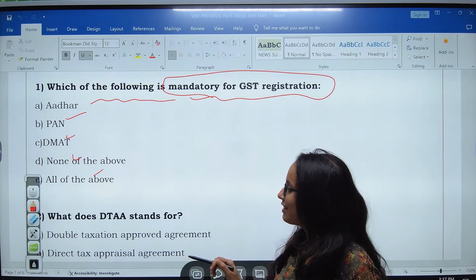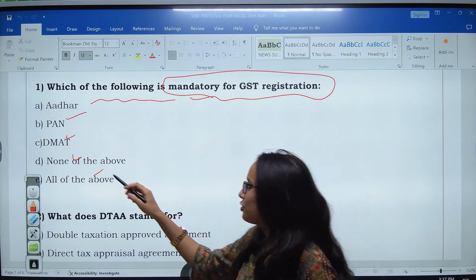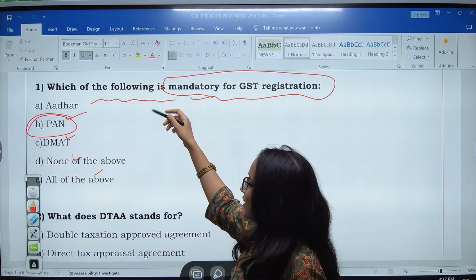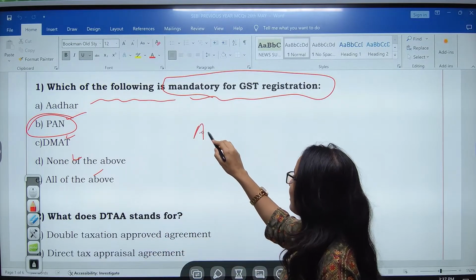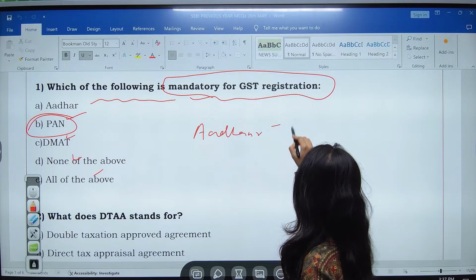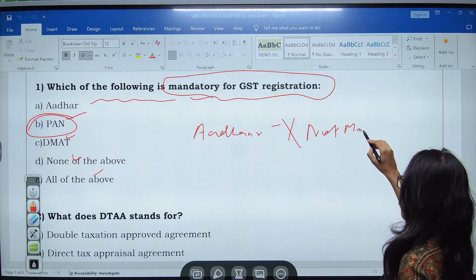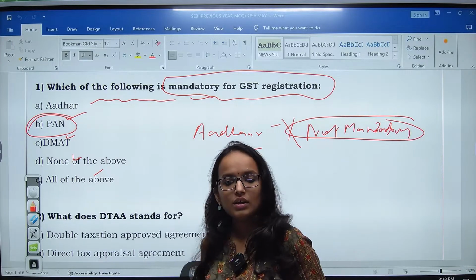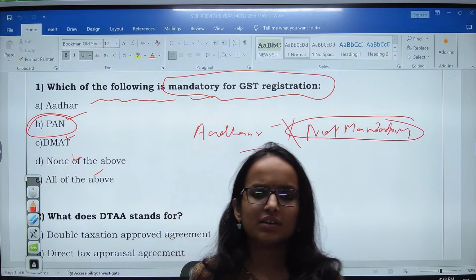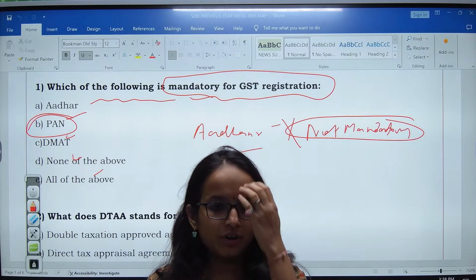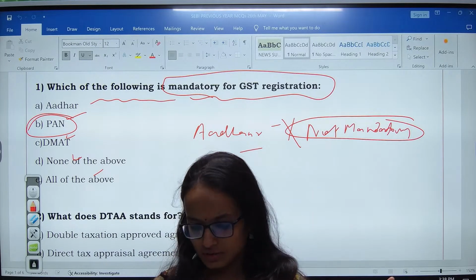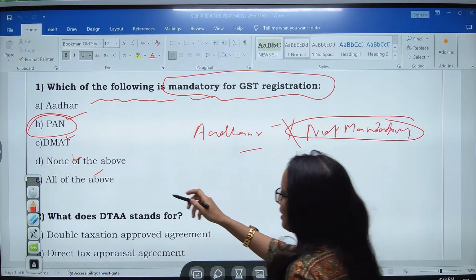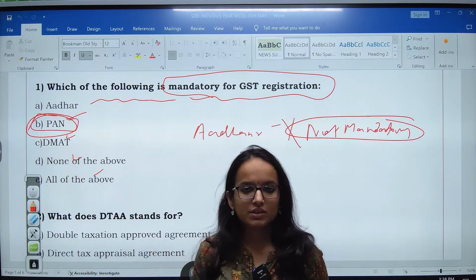Your answer is PAN, of course. Your PAN, permanent account number, is mandatory for GST registration. Aadhaar is not mandatory, remember. Although Aadhaar can be used in some types of registrations, it is not mentioned as a mandatory document to register yourself or to gain a GSTIN. So PAN is mandatory for GST registration.